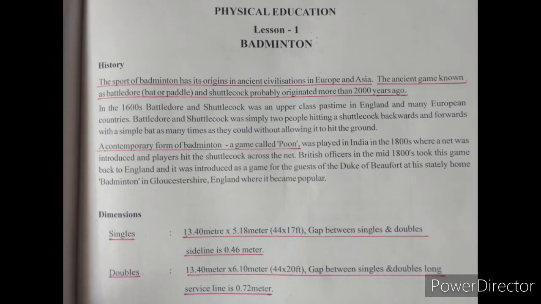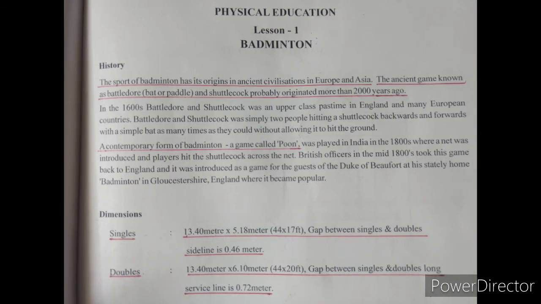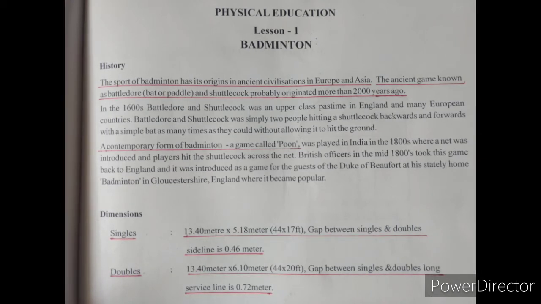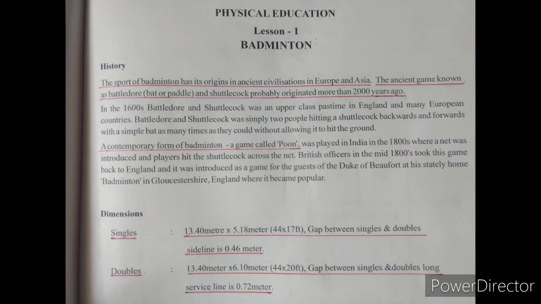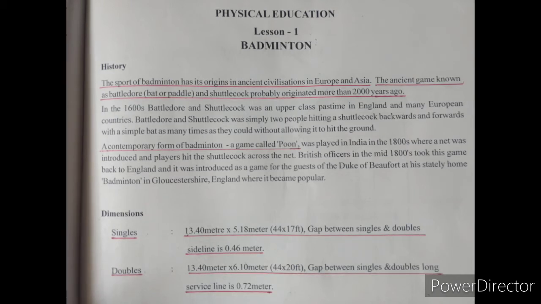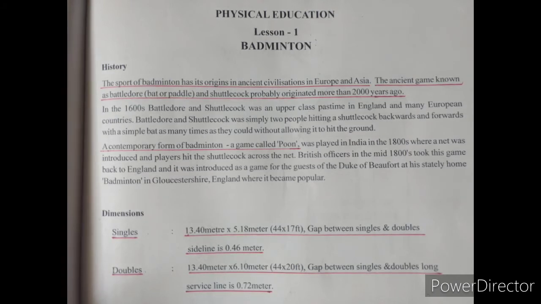In singles, the gap between singles and doubles sideline is 0.46 meter. In doubles, 0.72 meters.